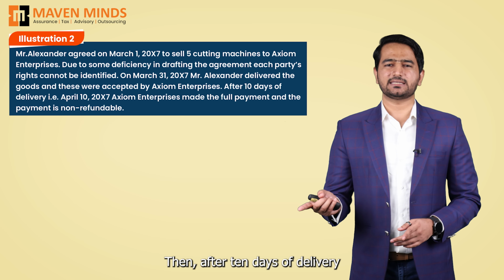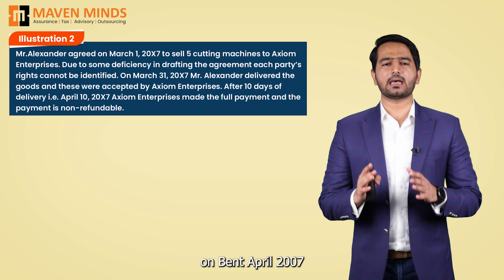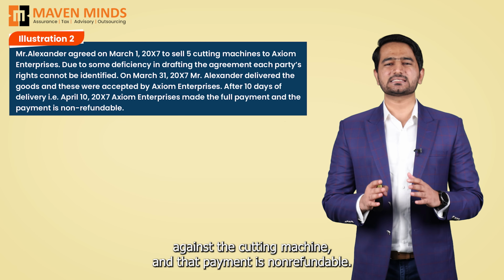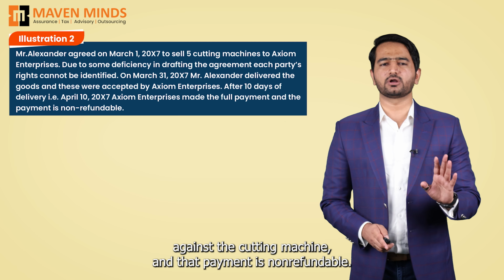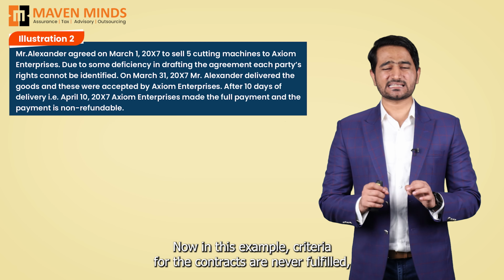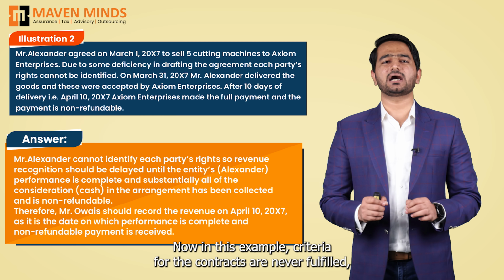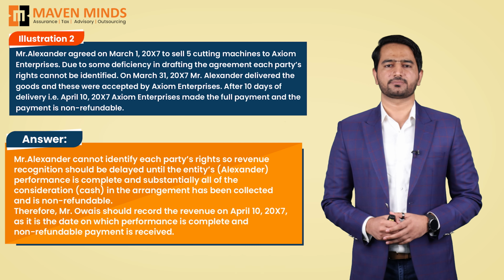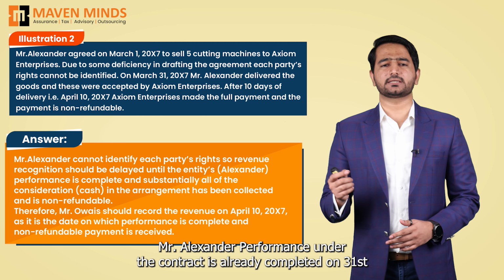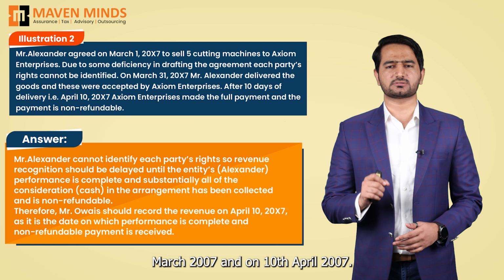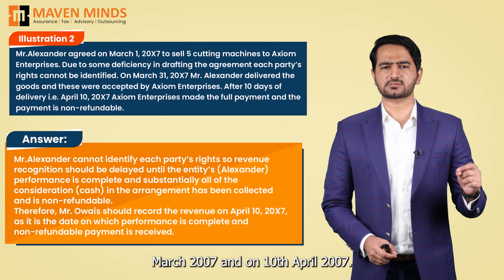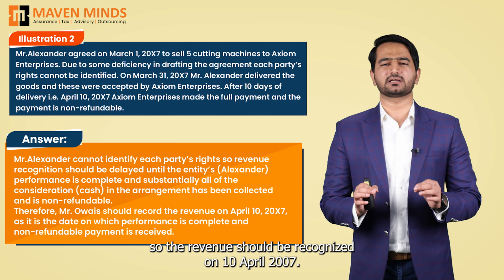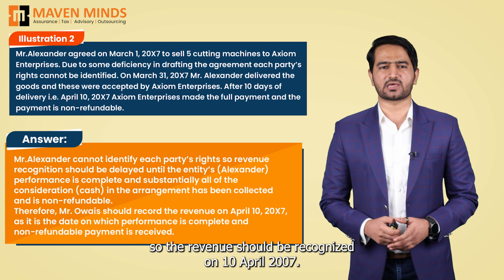Then, after 10 days of delivery, on 10th April 2007, Exim Enterprises paid the consideration against the cutting machines and that payment is non-refundable. Now, in this example, criteria for the contract are never fulfilled, so we cannot apply the 5-step model under IFRS 15. Mr. Alexander's performance under the contract is already completed on 31st March 2007 and on 10th April 2007 he has received the payment which is non-refundable. So the revenue should be recognized on 10th April 2007.